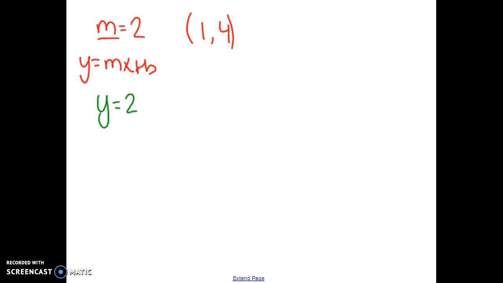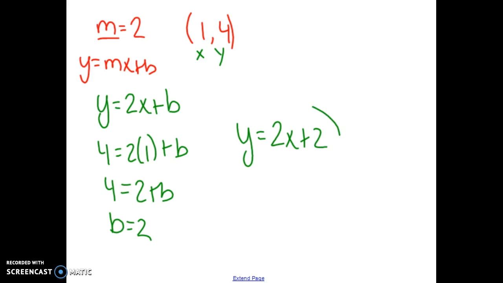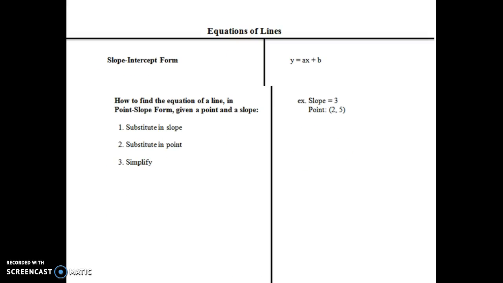First, I'm going to substitute in my slope. Next, I'll substitute in my point. Now, I'm going to solve for b. b = 2. I write my equation. y = 2x + 2. Done.